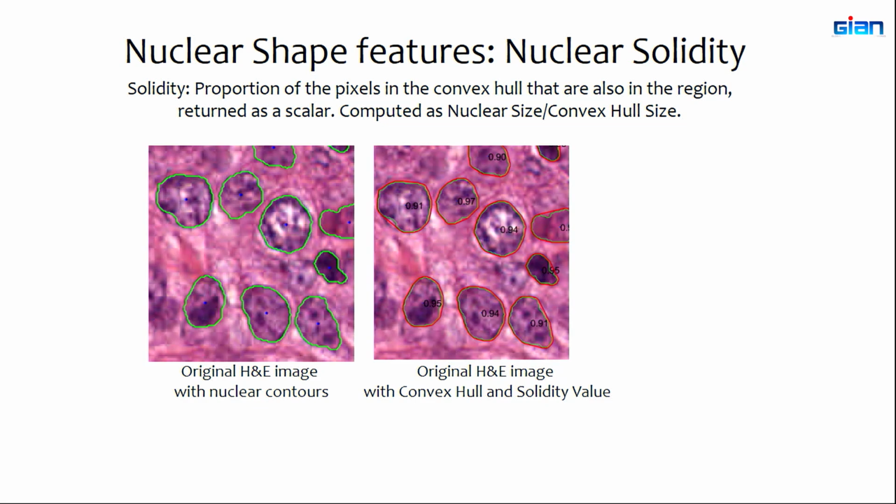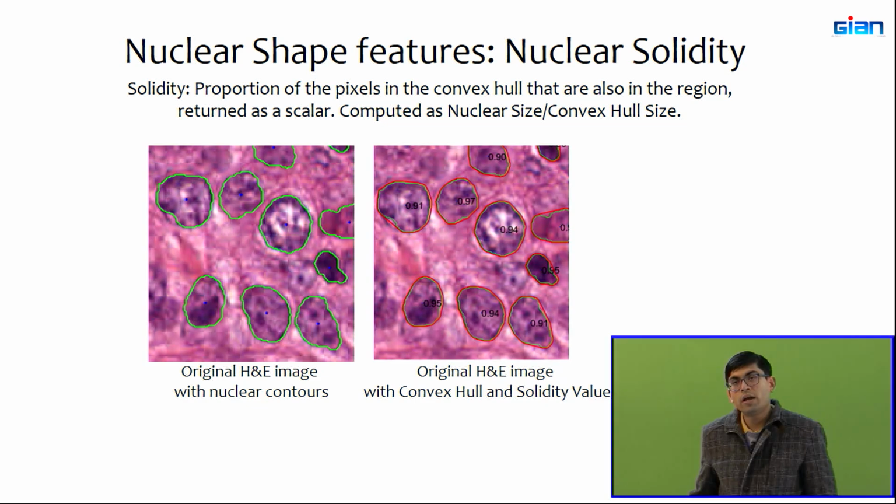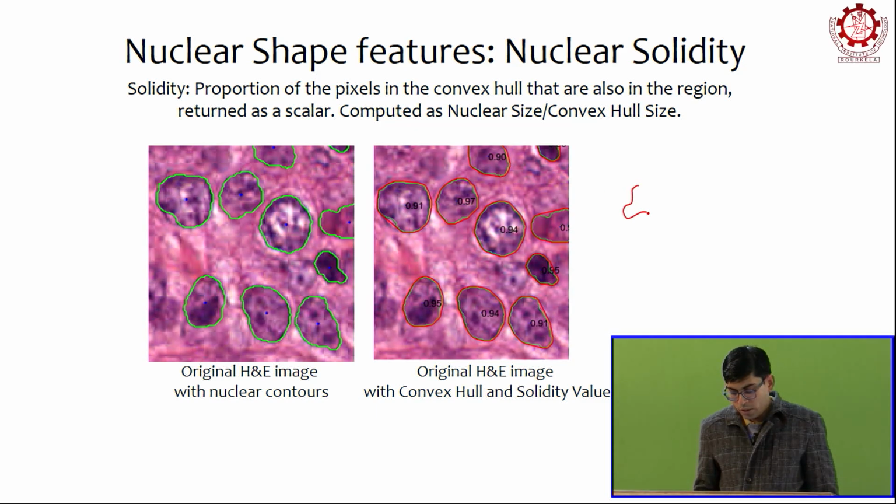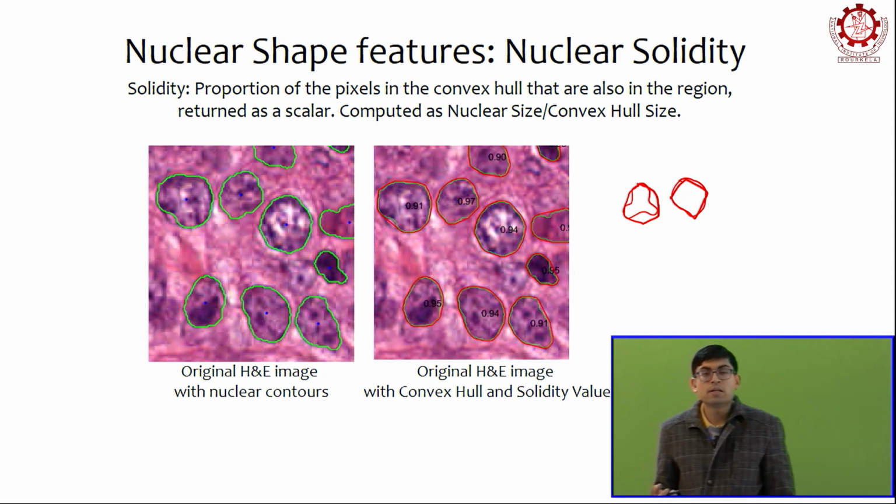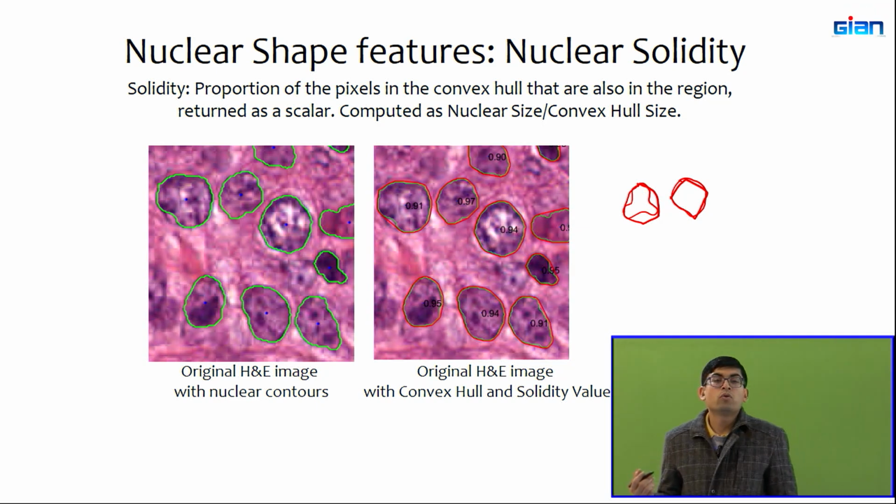Next, solidity of the nuclei. This is an interesting feature where you want to quantify how solid the nucleus is. Let us say that you have a nucleus that looks like this, and you have another nucleus that looks like this. The first thing that you do is construct a convex hull. This convex hull would possibly look something like this, and you construct a convex hull here, which would possibly look like this, right. So, what is solidity? Solidity is nothing but the proportion of the pixels in the convex hull that are also in the region.